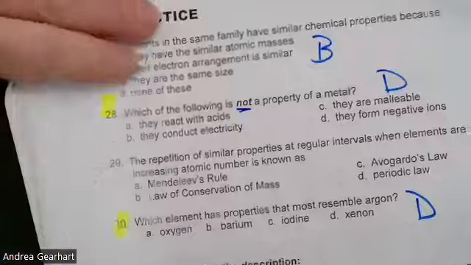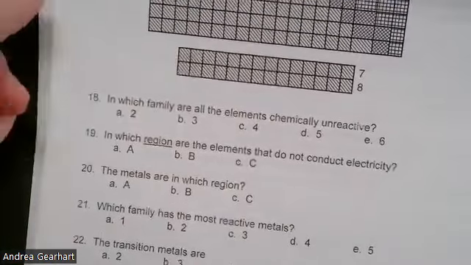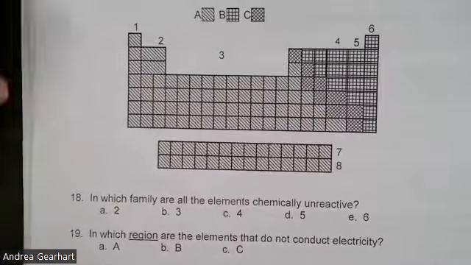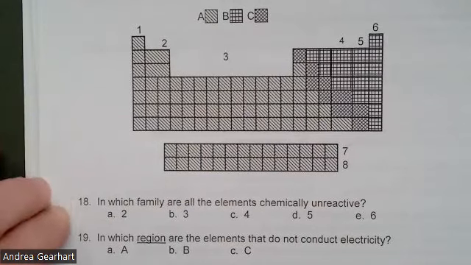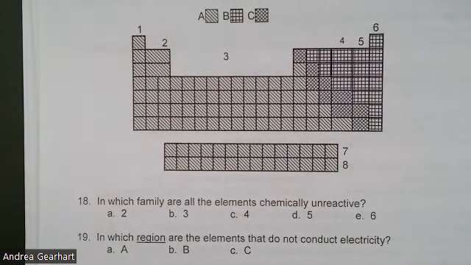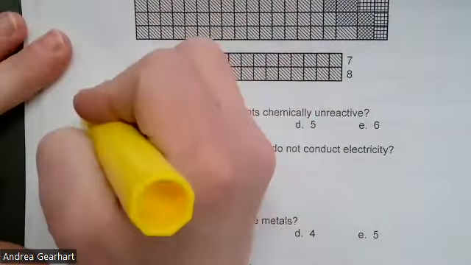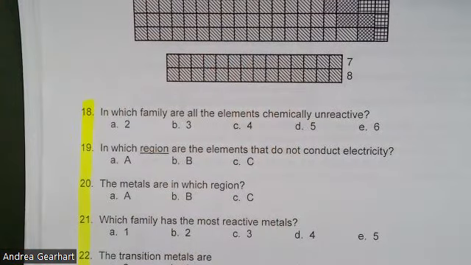Okay. Can we just do a couple more? How about 18 through 23 on page 35? I'm so sorry, the page before. 18 through 23. I apologize. Page 35.